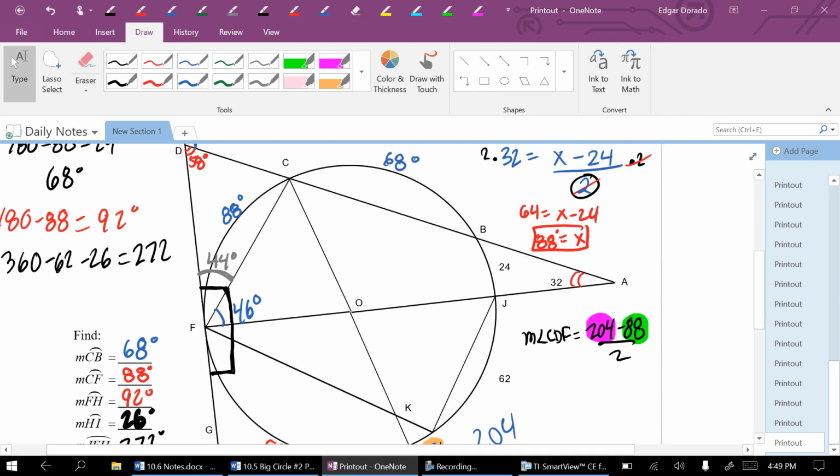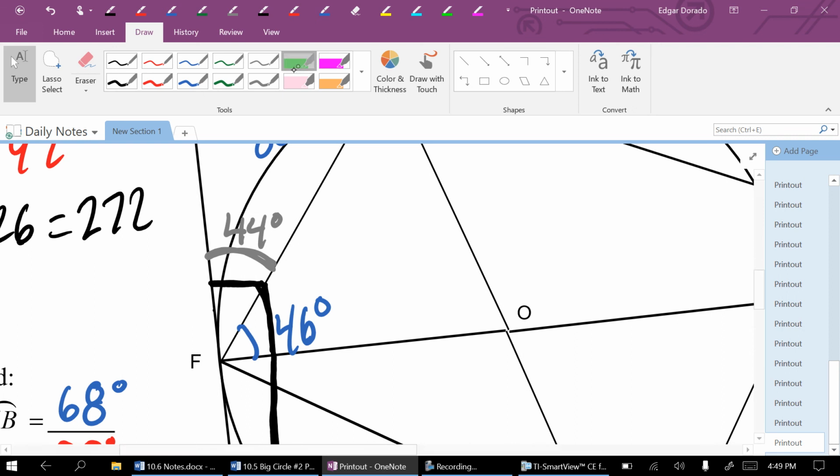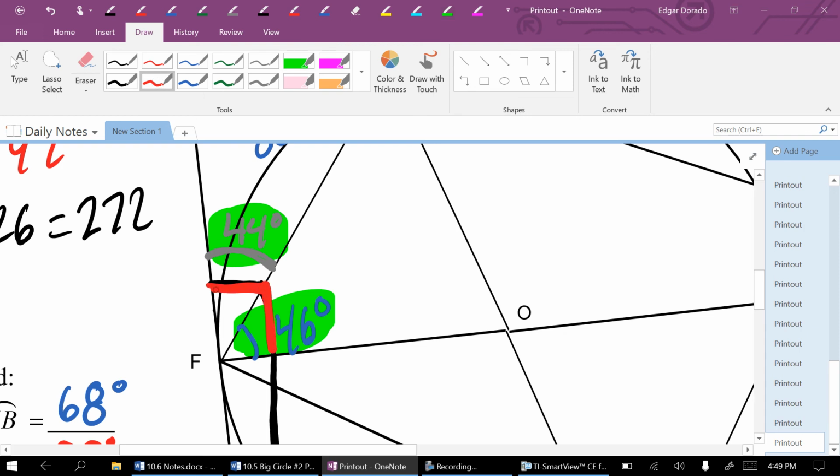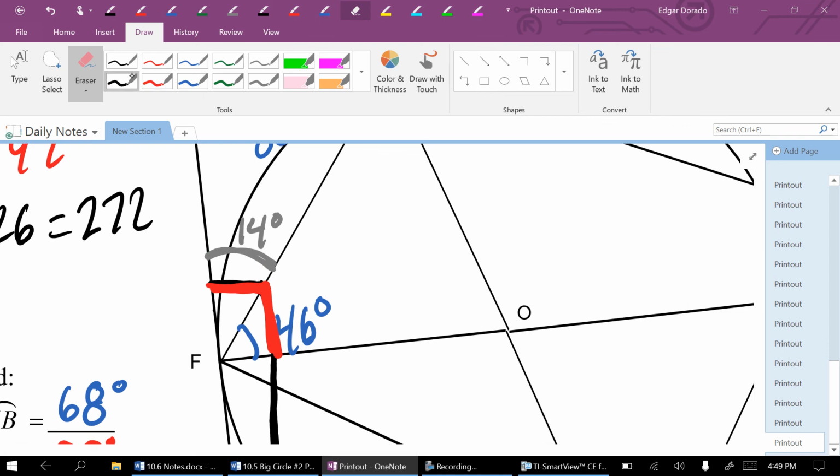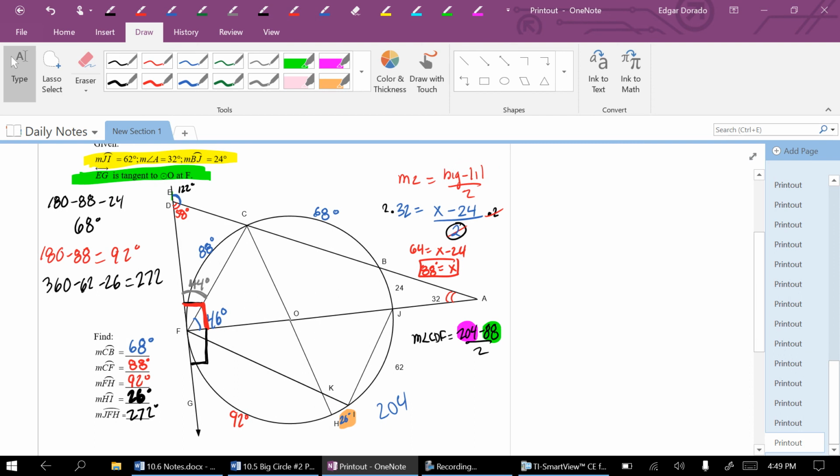And actually, a quick little check for yourself. Check this out, guys. 46 plus 44. What is that? That's 90. Well, didn't I just say a second ago that this had to be 90? Because it's a tangent line on a circle. So we just confirmed that, guys. We are on the right track. That's one way you should always confirm your answers, so you don't make any mistakes later on and mess up the rest of the circle.